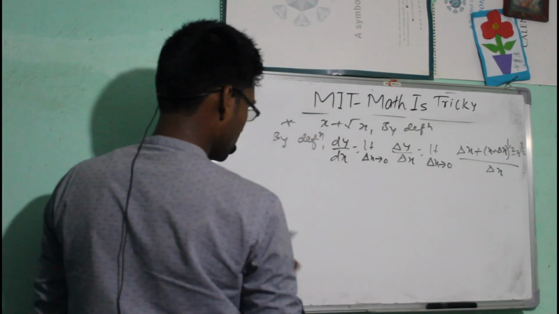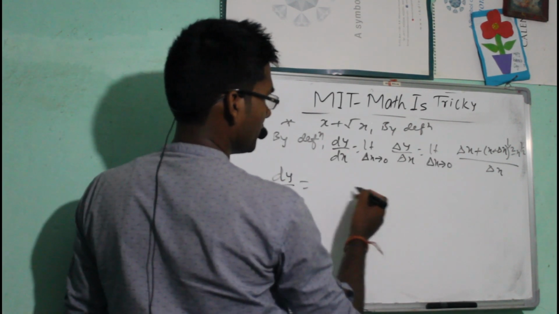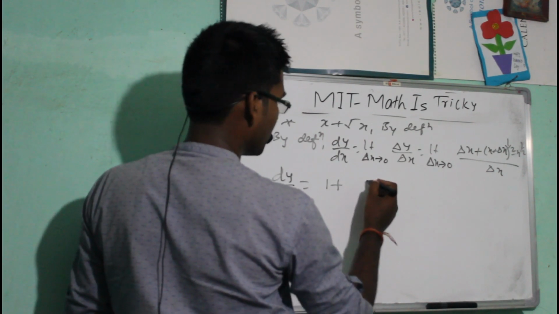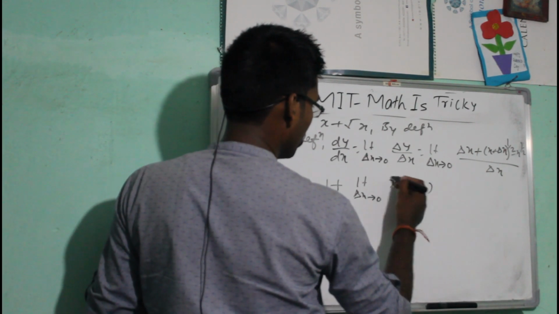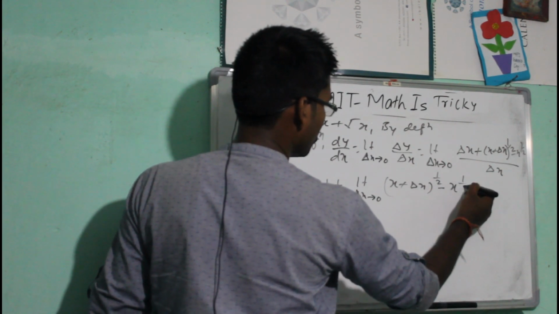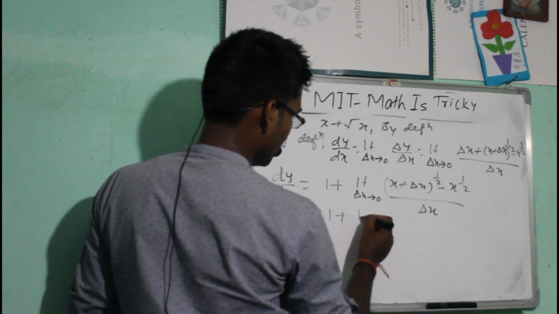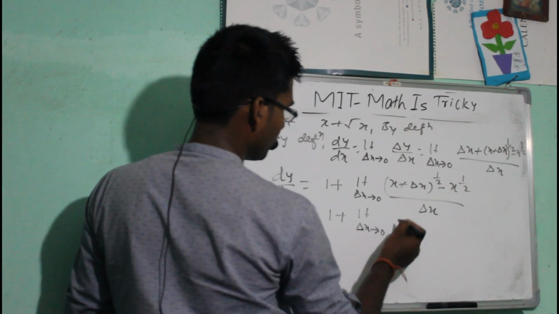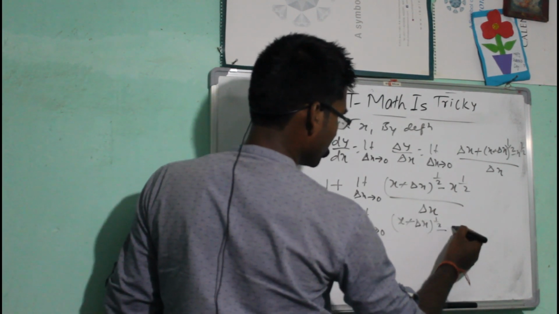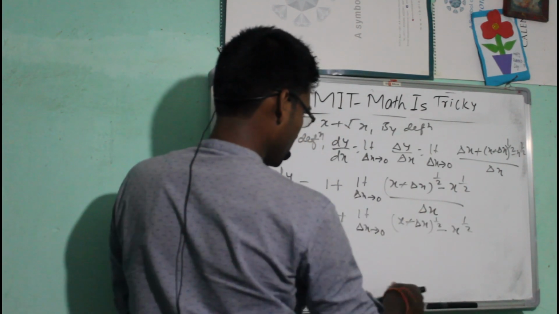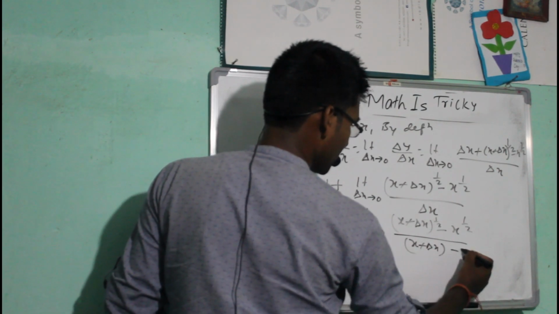Now what we can do here, in this case, is separate this so that we'll be getting 1 plus limit delta x tends to 0 of (x plus delta x) whole power 1 by 2 minus x power 1 by 2, whole divided by delta x. I'm trying to use the formula of limit, so I'll manage this denominator as x plus delta x minus x, the same thing.